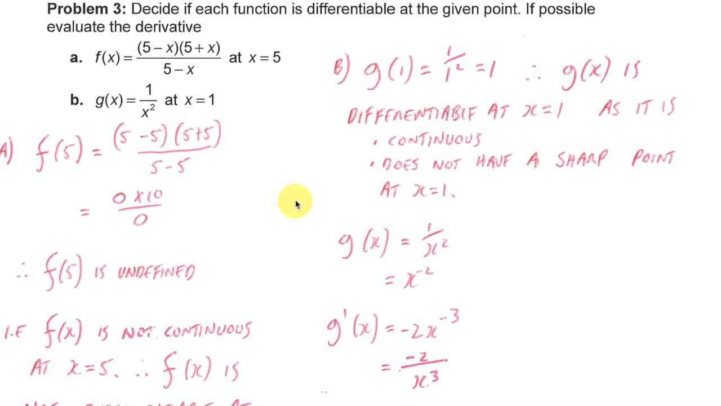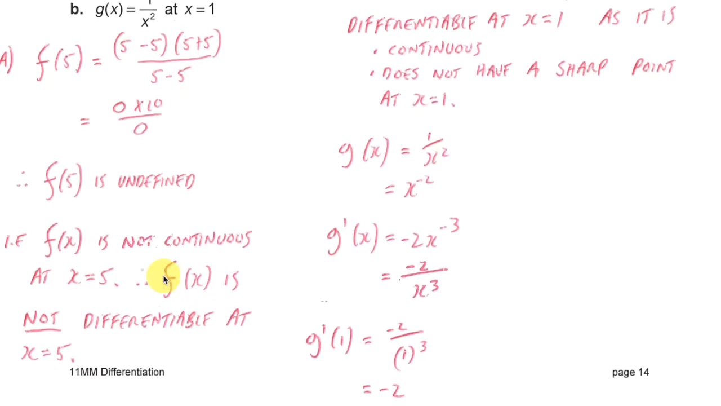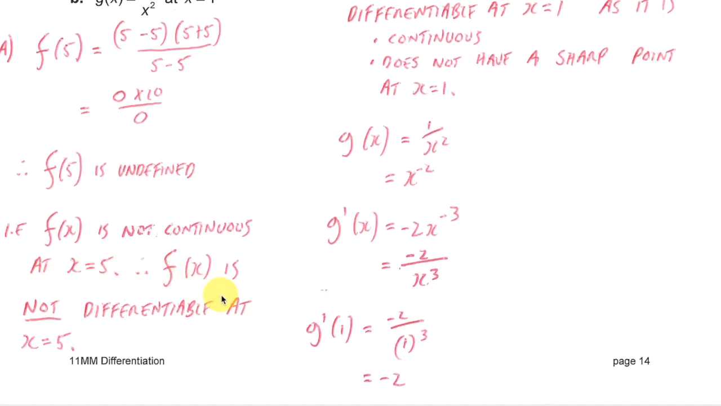differentiable. All right, problem 3, decide if each of the following is differentiable at the given point, and if possible, work out its derivative. So for A here, we've got f of x equaling this, and we're interested for where x equals 5. So there's my rule. Now notice that if I substitute 5 into the rule, I'll end up with 0 at the top and 0 at the bottom, and therefore it's undefined. So there's a point of discontinuity at x equals 5. So because it's not continuous at x equaling 5, the function is not differentiable at x equals 5 either. So remember, it needs to be continuous and there can't be a sharp section.